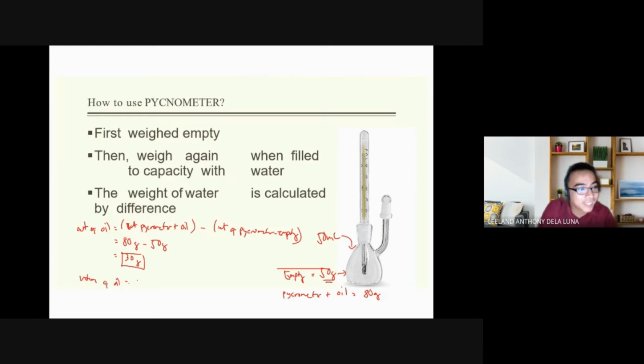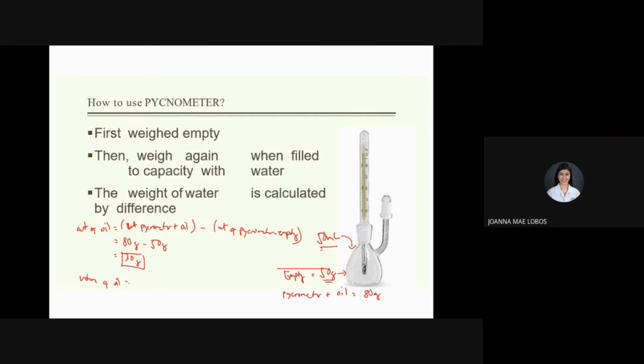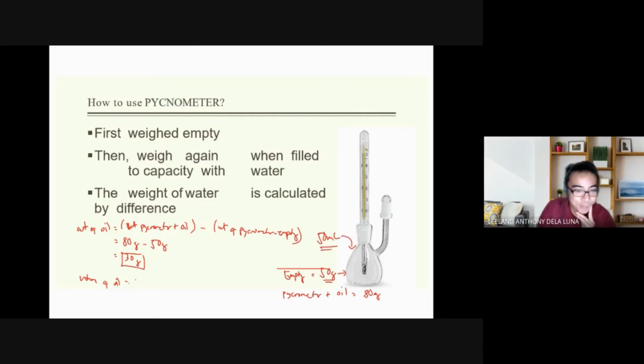Okay, ang tanong ko lang naman dyan, ilan ba ang volume na capacity ng pycnometer na to? 50. Very good. 50 ml siya. So obviously, class, ang volume ng oil ko would be 50 ml. Nagets ba, class, kung paano kuha?